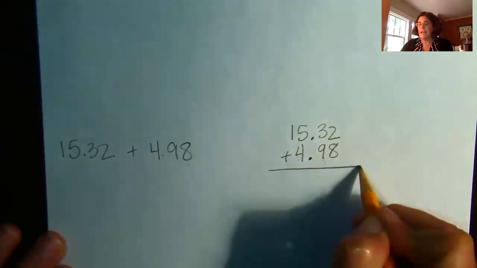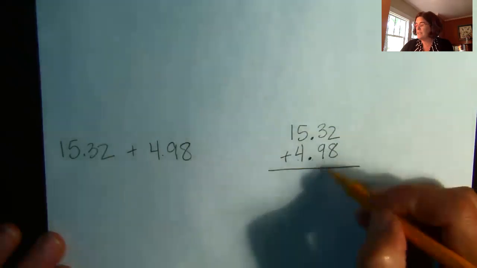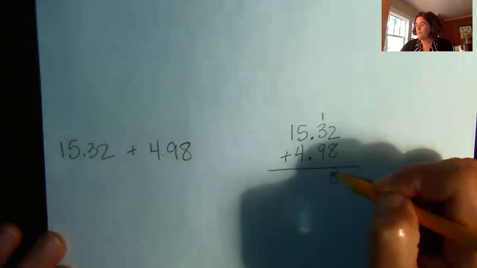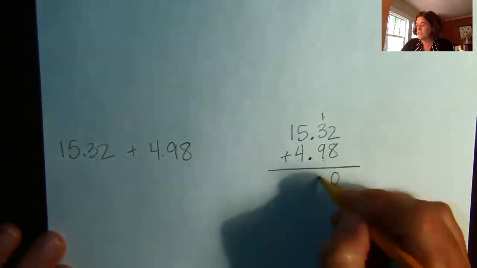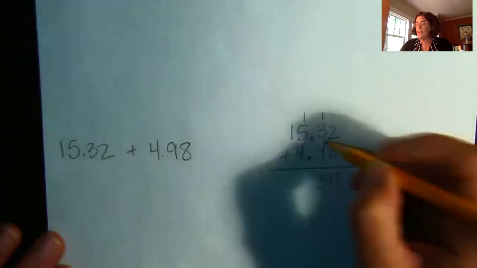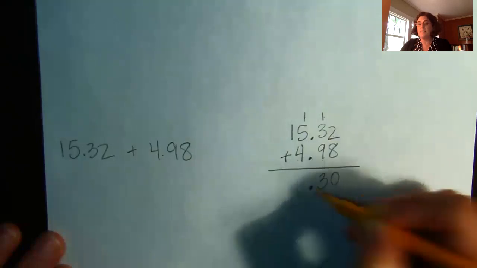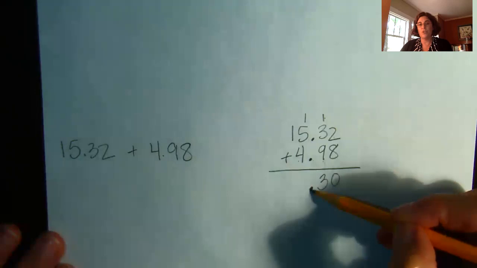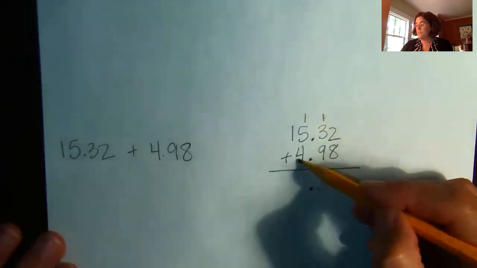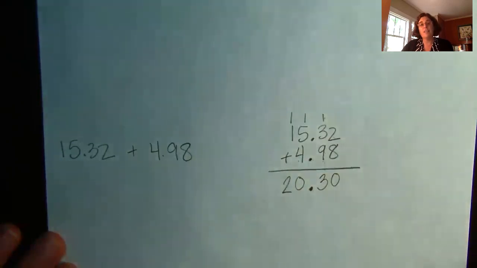And now we're ready to add. So you add just like you would whole numbers. 2 plus 8 is 10, carry the 1. 3 plus 1 is 4, plus 9 is 13, carry the 1. We're going to make sure we bring this decimal point straight down. So when you line up your decimals, that's what you're going to do. 5 plus 1 is 6, plus 4 is 10, and 1 plus 1 is 2. So my answer is 20 and 30 hundredths.